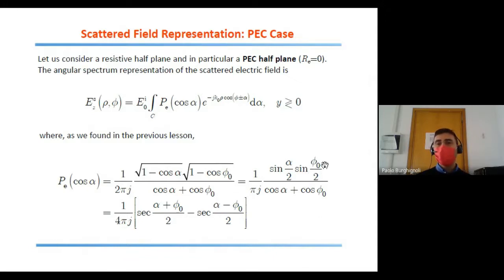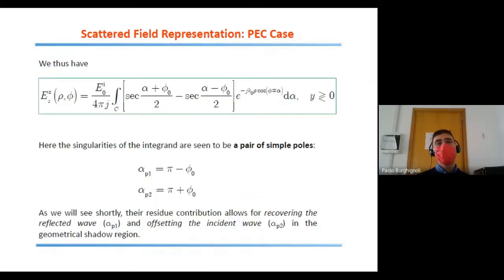And if you do that, you will find that the spectrum can be equivalently expressed, as in the bottom of this slide, as proportional to the difference between two secant functions. The secant is the reciprocal of the cosine function, okay? The arguments of those secant functions are alpha plus phi 0 divided by 2, or alpha minus phi 0 divided by 2. So for the spectrum, this is the expression in the box, okay?